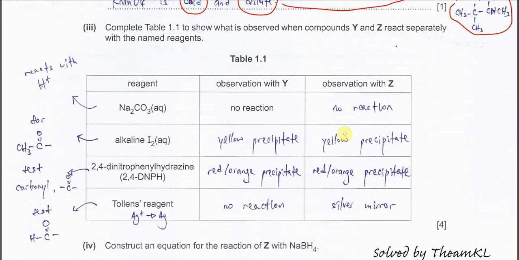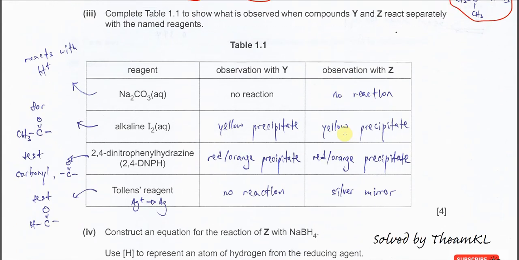Part 3. Complete table 1.1 to show what is observed when Y and Z react separately with all these reagents. So let's start with the first reagent, sodium carbonate. Sodium carbonate will most likely react with an acid, meaning H+.